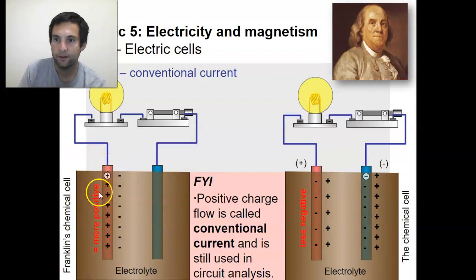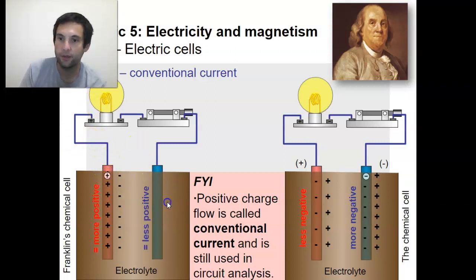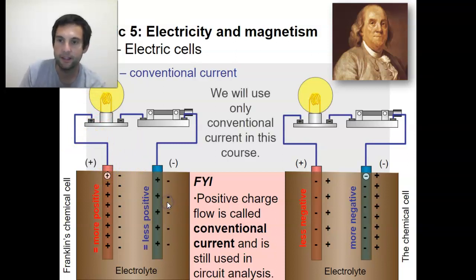So what Ben Franklin was thinking was we had the protons, the positive charges, being repelled and going towards the less positive side. This is the conventional current. Remember, we're only using conventional current when we look at circuits, not electron flow.